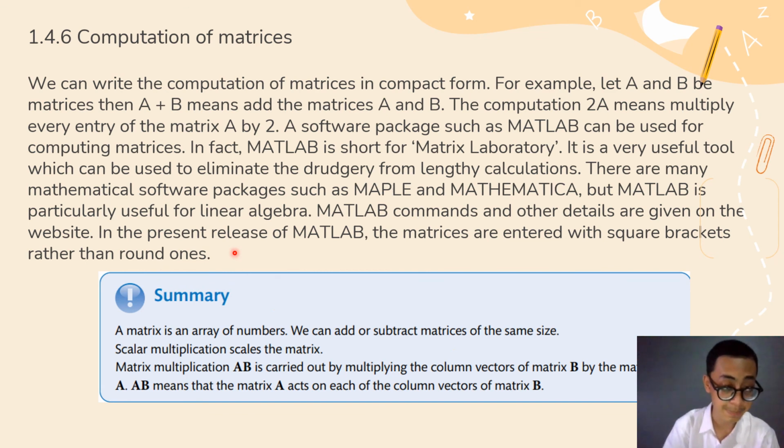The summary is: a matrix is an array of numbers. We can add or subtract matrices of the same size. Scalar multiplication scales a matrix. Matrix multiplication AB is carried out by multiplying each column vector of the matrix B by the matrix A. AB means that the matrix A acts on each column vector of matrix B.